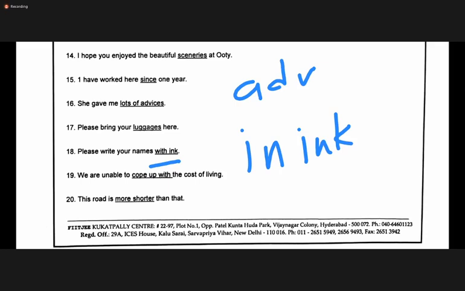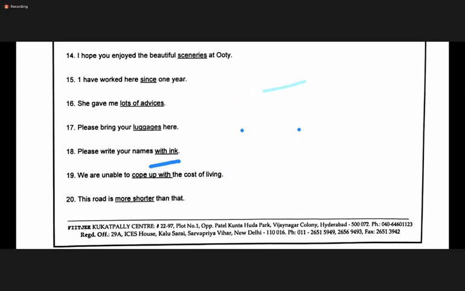Next one. We are unable to cope up with the cost of living. Cope with, not cope up with, only cope with. We are unable to cope with the cost of living.